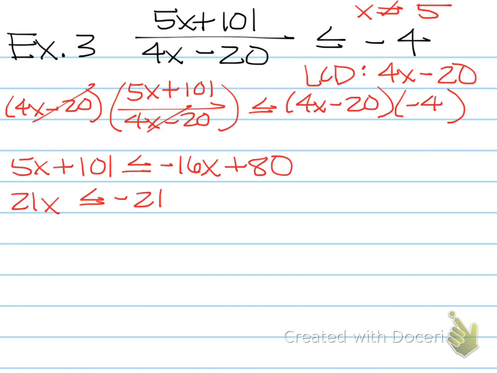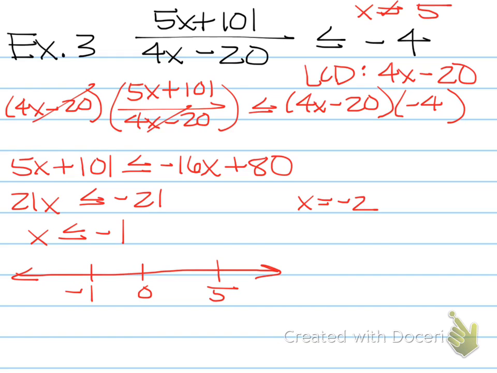And then we add 16x to both sides to get 21x on the left side. Subtract the 101 from both sides, we get negative 21 on the right side. Divide both sides by 21, we get x is less than or equal to negative 1. Draw our number line. We should have markers at negative 1 and at positive 5. Choose values that are less than negative 1, between negative 1 and 5, and greater than 5.